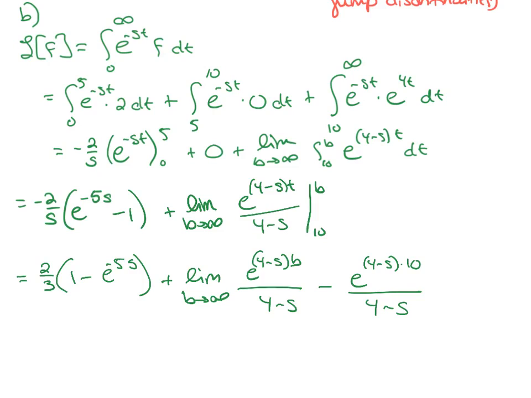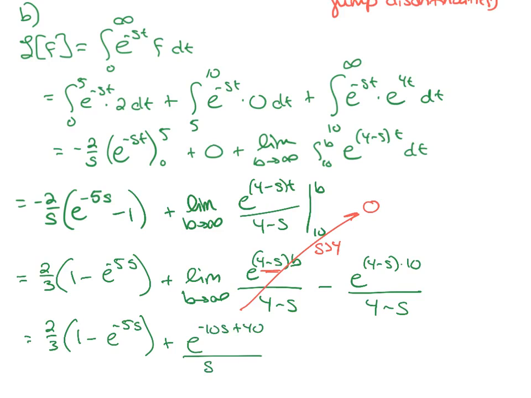Okay. But remember, s is varying and 4 is fixed, so as long as s is bigger than 4, this first limit goes to 0 because this exponent will be negative, pushing it to the denominator, making the limit get tiny without bound. So here's what we've got. 2/s, 1 minus e to the negative 5s. I'll write this plus e to the negative 10s plus 40 over s minus 4.